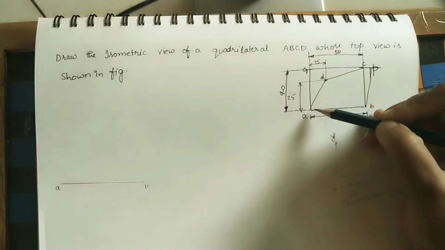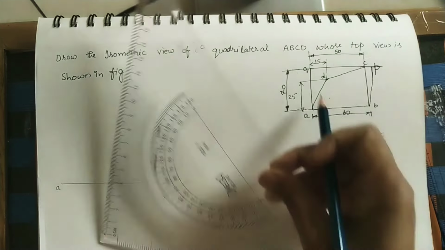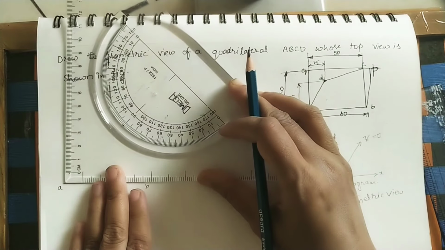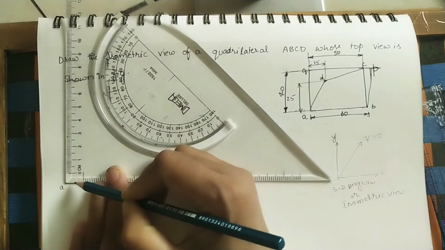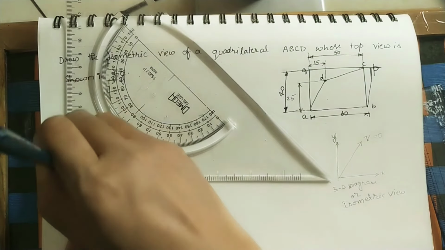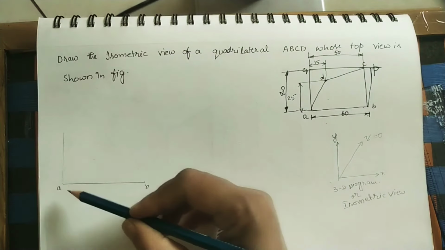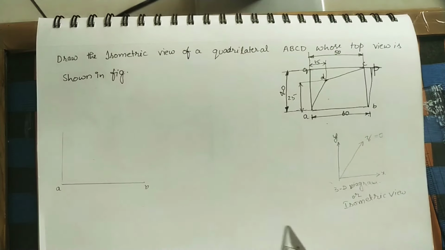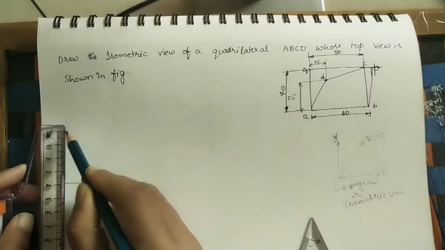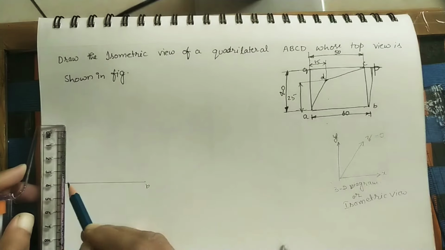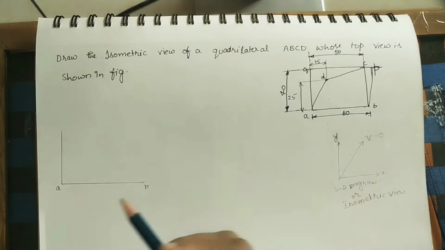Here draw the perpendicular line. For drawing the perpendicular line I am using the set square. Okay, this is 90 degrees. Draw one line. On it take 40 mm. Mark the endpoints and make it dark. This point is the Q point.